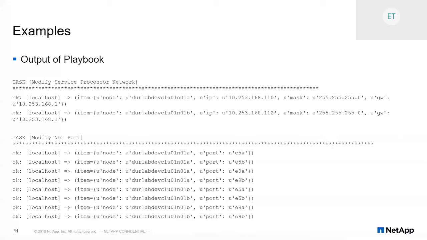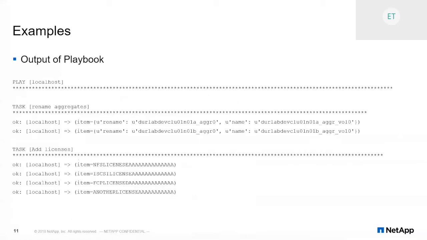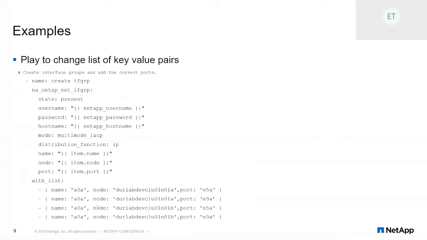The key value pair. So I'll show you the example again. So key value pair, the key in this instance here, so this is a list of key value pairs. In this instance, the first key is going to be name, and the value is going to be the interface name, which is A0A, which again in this case is going to be the name of the if group that I'm creating.